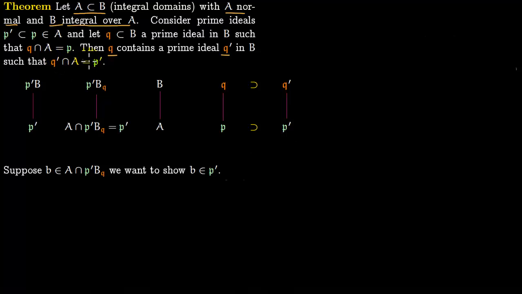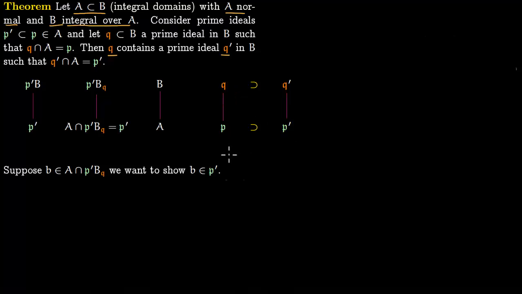So q' intersection A is p', and notice the containment sign. q' is contained within q. Here p' is contained within p. So notice that this containment is in the opposite direction compared to the going up theorem. Therefore this is called the going down theorem, because notice the containment signs, they are opposite.